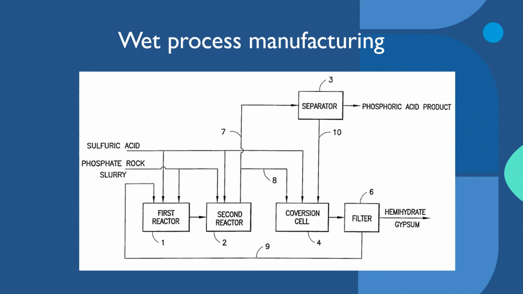So in the filter, after filtering the conversion solution, the filtrate, which contains 24 to 30% of phosphorus pentoxide, is fed into the first reactor. The filter cake is hemihydrate, which contains 4 to 8% of crystalline water, 18 to 20% of absorptive water, and 0.05 to 0.2% of phosphorus pentoxide. The product can be used for producing sulfuric acid and cement.